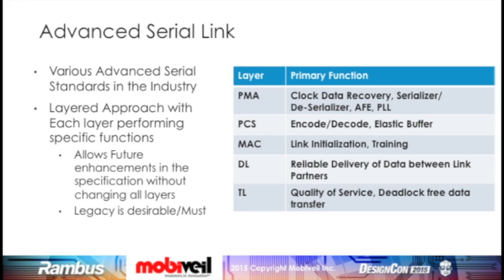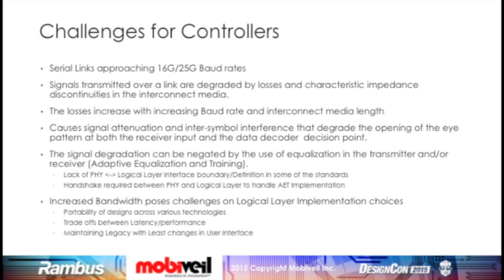That's what the data link layer does. And then the transaction layer, that's where you will be doing the quality of service. You will be ensuring that there is no deadlock in your fabric. It's not that the link partners are waiting for responses from the other side and the fabric is not making any progress. Those are the functions which are very well defined within the spec. And the controller needs to make sure that it can implement these functions along with the PHY.